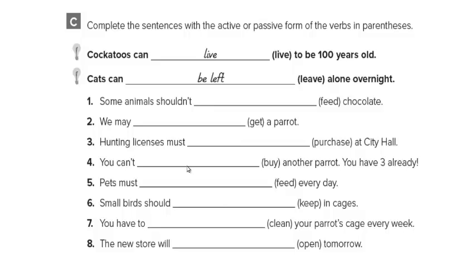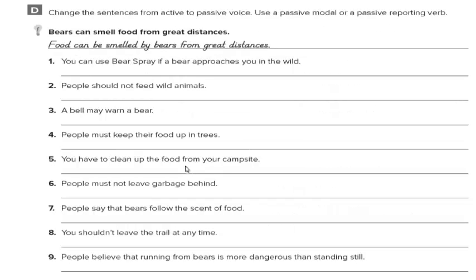Complete the sentences with the active or passive form of the verbs in parentheses. Cockatoos can live to be 100 years old. Cats can be left alone overnight. Some animals shouldn't chocolate. What do you think? Shouldn't feed or shouldn't be fed? Of course, shouldn't be fed chocolate. Shouldn't be fed.